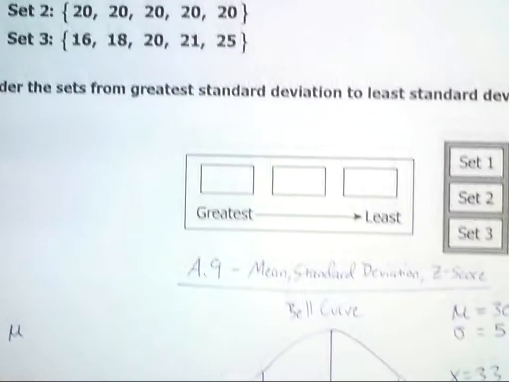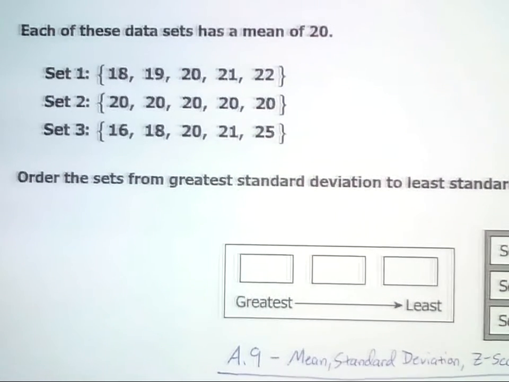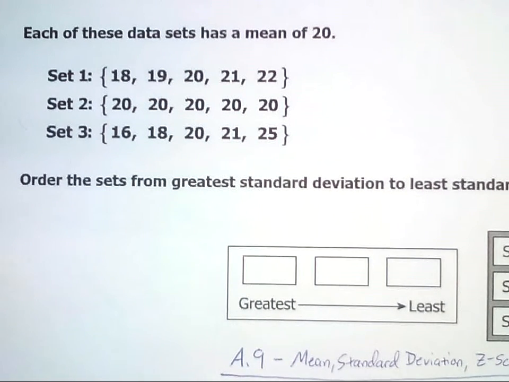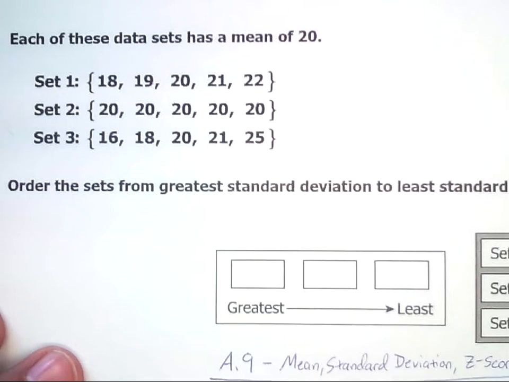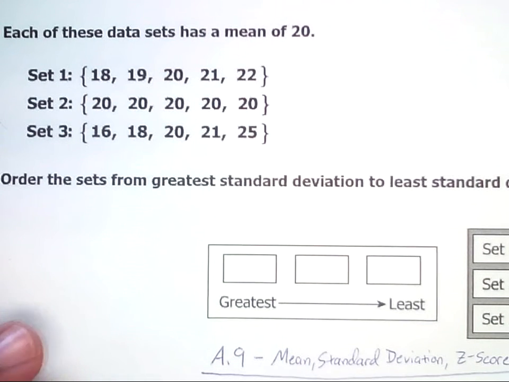Speaking of SOL, let's take a look at a question. So each of these data sets has a mean of 20. Order the sets from greatest standard deviation to least standard deviation. Alright, so to do this, we're actually going to go ahead and use our calculator.